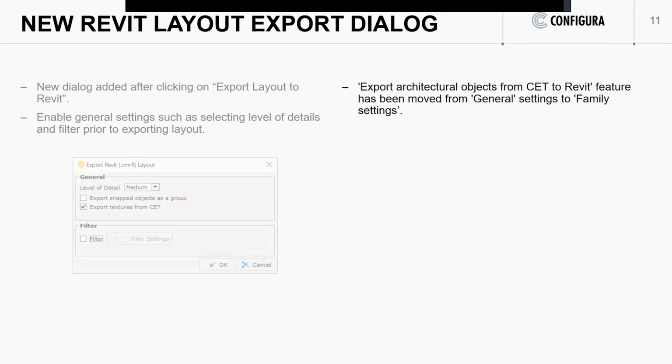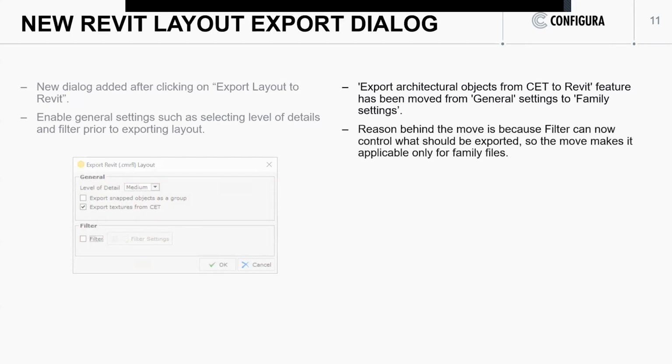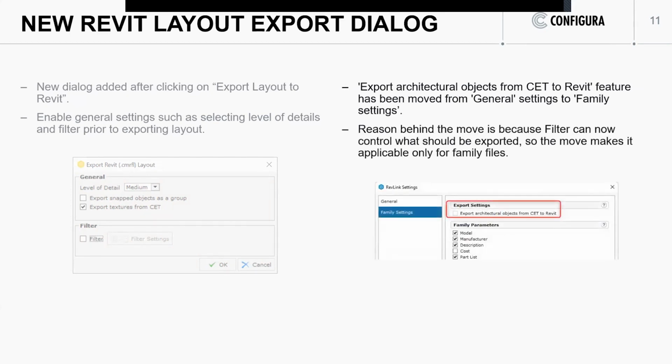Since REVIT layout export can filter walls and architectural objects via filter settings, previously this export setting, which is under the general settings, used to apply to both family files and layout export. But right now the filter can control this. So it has been moved to family settings to make it applicable to family files. The one highlighted there, export architectural objects from CET to REVIT, has been moved from general to family settings.